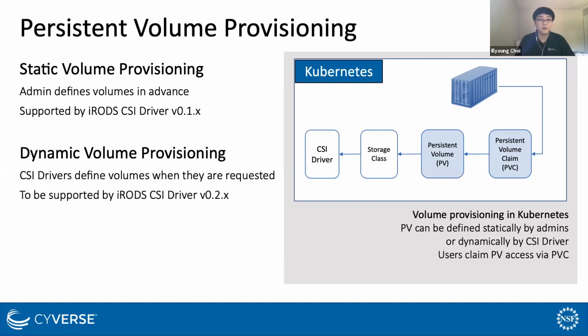A persistent volume claim object is a request of a persistent volume access. Persistent volume claim objects are defined by Kubernetes users. When a persistent volume claim object is defined by a Kubernetes user, a Kubernetes agent searches a matching persistent volume and gives access to the persistent volume to the Kubernetes user.